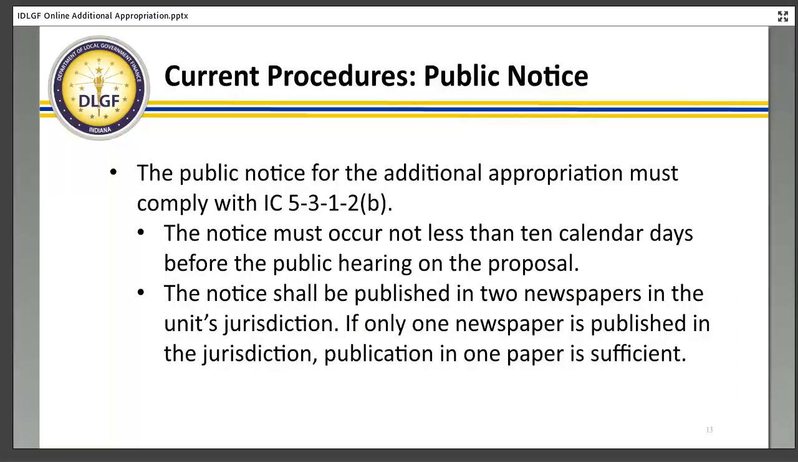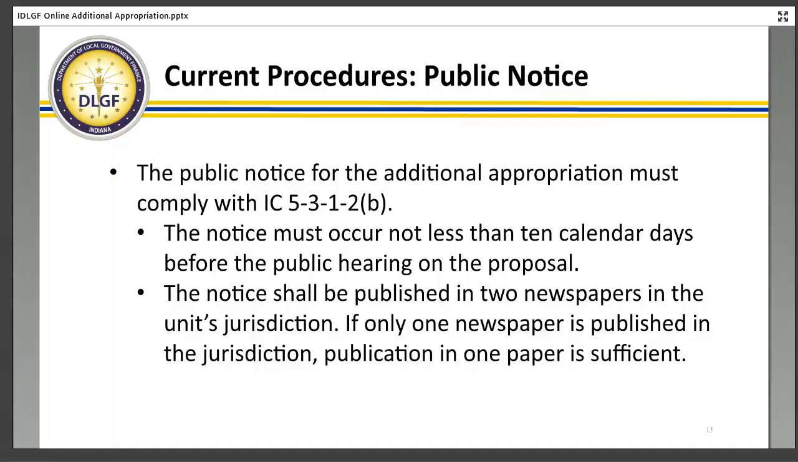Okay, so assuming that the prerequisite step for the report filing has been completed, the additional appropriation process is relatively straightforward. Step 2 in the process deals with public notice, making sure that taxpayers are aware of a unit's intent to increase their spending authority during the course of the year. And there are 2 major steps to that public notice. The first one is the notice must occur not less than 10 days before the public hearing on the proposal.